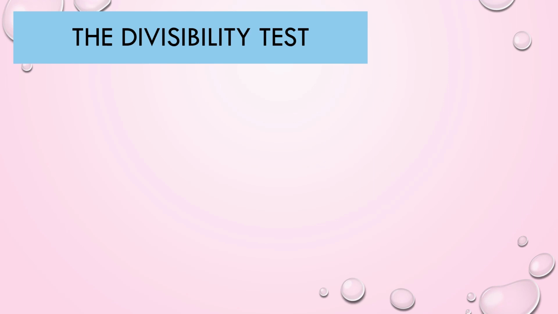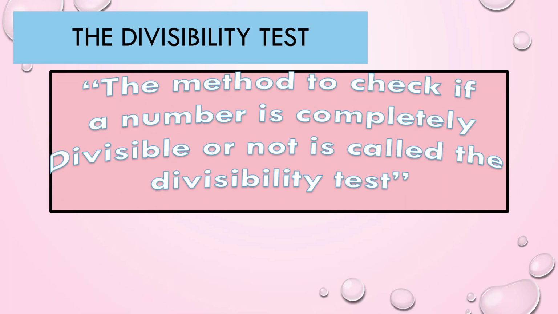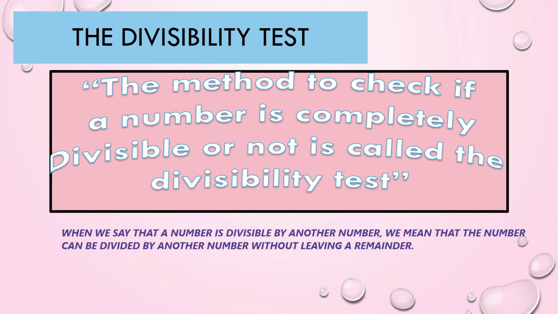The divisibility test. जैसे हम हॉस्पिटल्स में ब्लड टेस्ट करवाते हैं, मुख्तलिफ किस्म के और टेस्ट कराते हैं, तो हम नंबर्स को भी टेस्ट कर सकते हैं। ये टेस्ट करना कि ये नंबर डिविजिबल है या नहीं, सिर्फ नंबर्स को देखकर। The method to check if a number is completely divisible or not is called the divisibility test. Completely divisible मतलब कि कोई रिमाइंडर ना बचे। When we say that a number is divisible by another number, we mean that the number can be divided by another number without leaving a remainder.